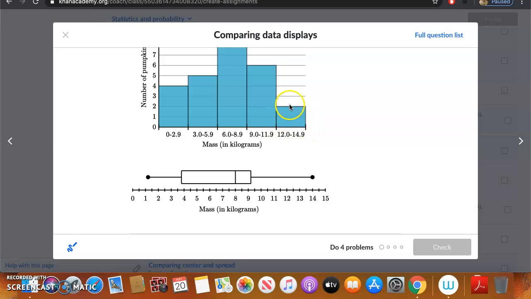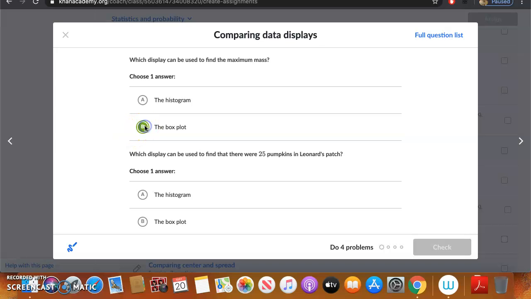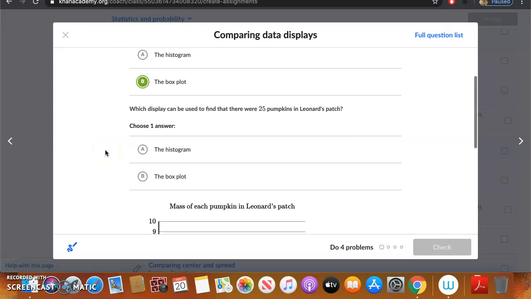So it doesn't really give us the maximum value for the mass of the pumpkin. Here it's very clear that the maximum mass of a pumpkin is going to be 14. So for the first question, it looks pretty obvious that the box plot is the winner.